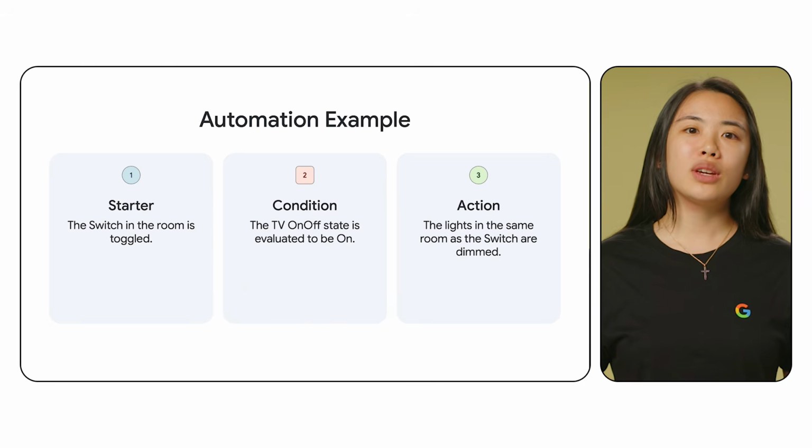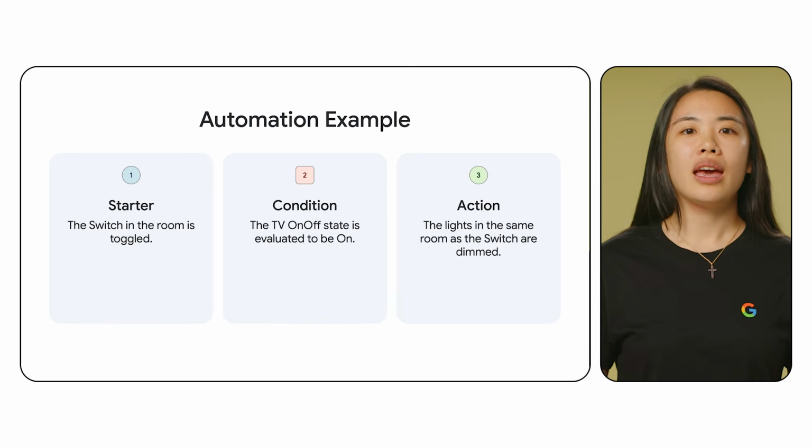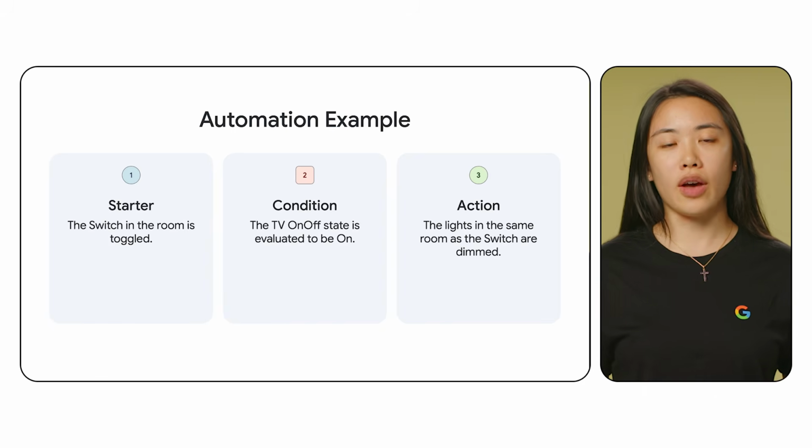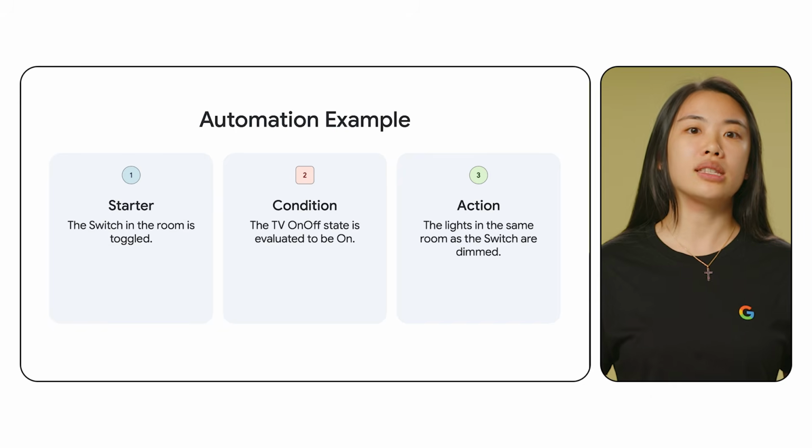For example, you can have an automation that dims the lights in a room when a switch is toggled when the TV in that room is turned on. In this example, the starter is that the switch in the room is toggled. The condition is that the TV on-off state is evaluated to be on, and the action is that the lights in the same room as the switch are dimmed.